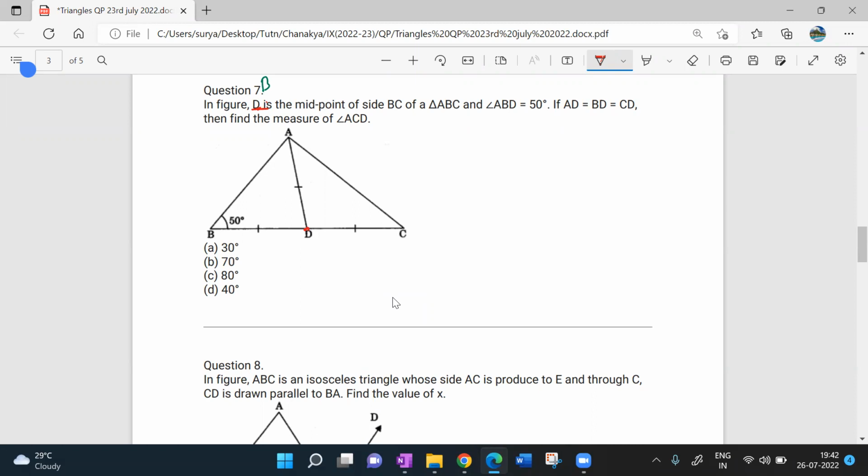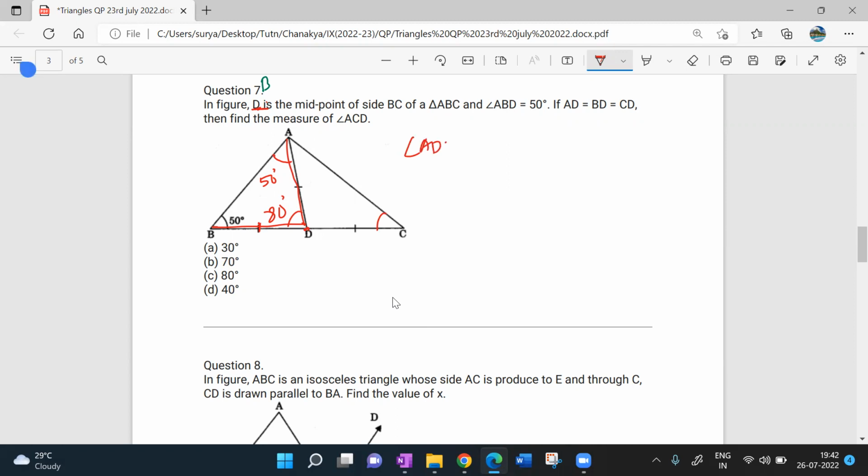Look at it here. AD is equal to BD, right? AD and BD will be equal. Angle BAD is 50, so this is 50. So this is going to be what now? 180 degrees, the remaining is 80. The other angle ADC is 100. ACD is what he is asking.